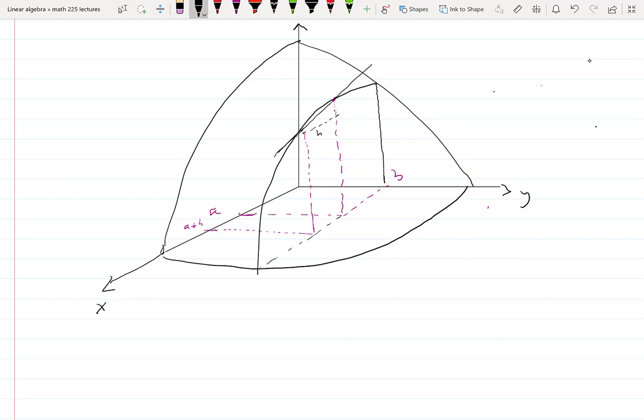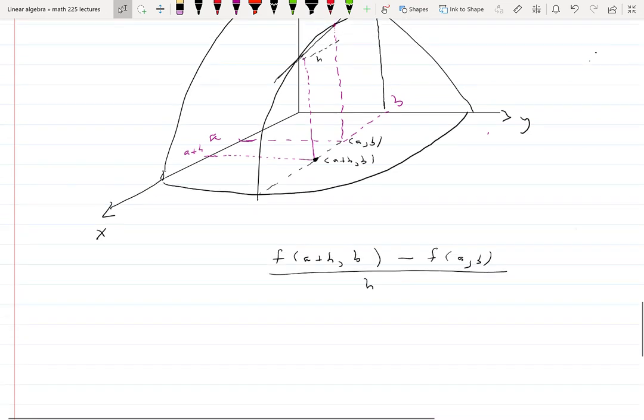The z2 is f of a plus h, b. The point on the x-axis right where I've drawn that little black dot is a plus h, b. So f of a plus h comma b, that's z2, if you will, minus z1, which is f of a, b, the point a, b in the xy plane in this picture, dividing by the run of h. That gives me the slope of that secant line.